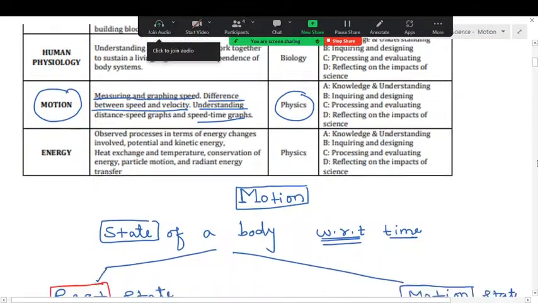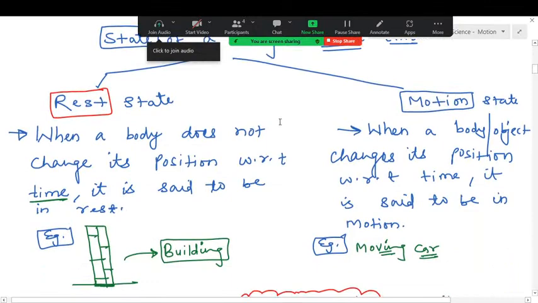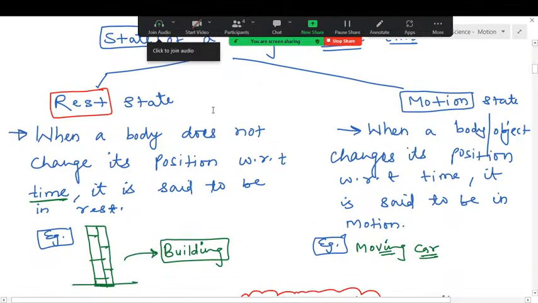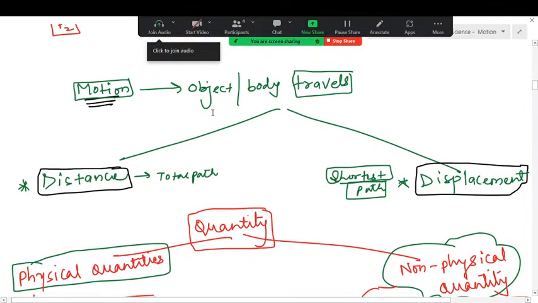This is the topic you can see here: measuring and graphing speed, and the difference between speed and velocity. So far we have understood the difference between distance and displacement, then we covered the difference between speed and velocity, and we have drawn graphs as well. We also understood the different states of a body, rest and motion. In rest, a body doesn't change its position with respect to time. In motion, a body changes its position.